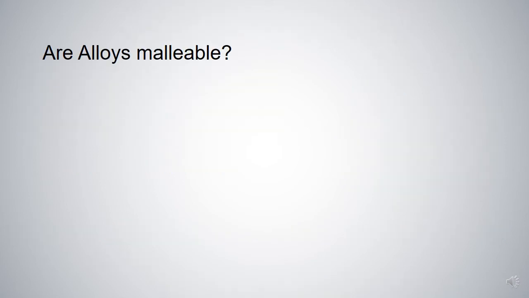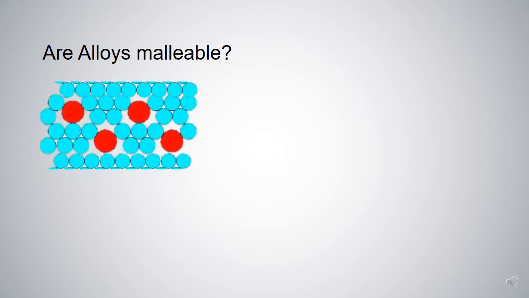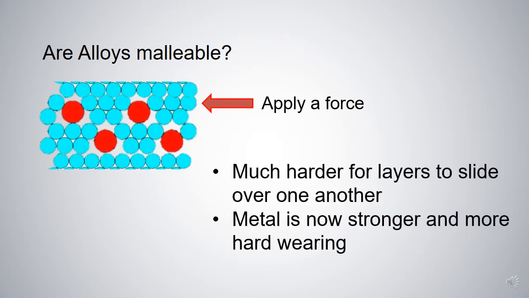So, are alloys malleable? If you look at the diagram, by adding a second element, the particles of the metal are disrupted. This disruption means that the elements are not able to slide over each other. So when you apply a force, then the amount of movement is limited. It's much harder for the layers to slide over one another like they are in a pure metal. So the metal is now stronger and more hard-wearing. Remember, the metal is combined with either another metal or a non-metal to form an alloy.